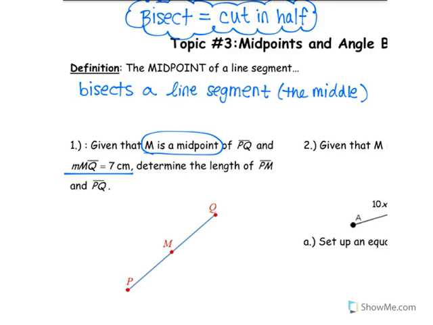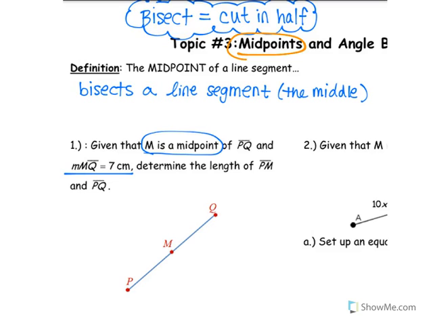Alright, so you're joining us for topic number 3 in Unit 1, which is going to be about midpoints and angle bisectors, but this video is only going to cover midpoints for today. We'll do this in 2 parts. Before we can talk about midpoints, I want to talk about a different word. That word is bisect, and bisect means to cut something in half.